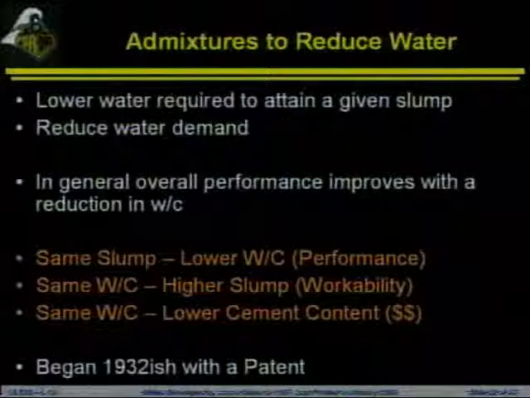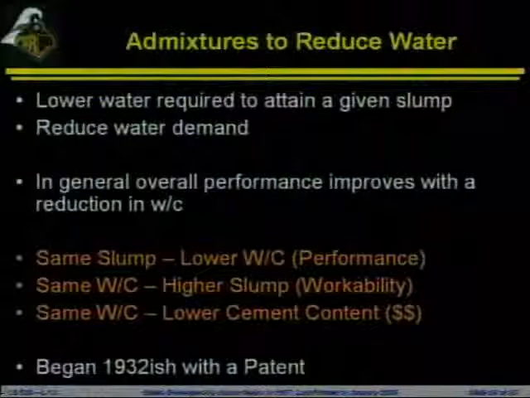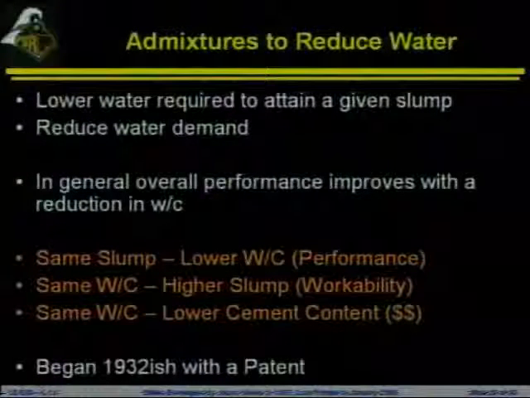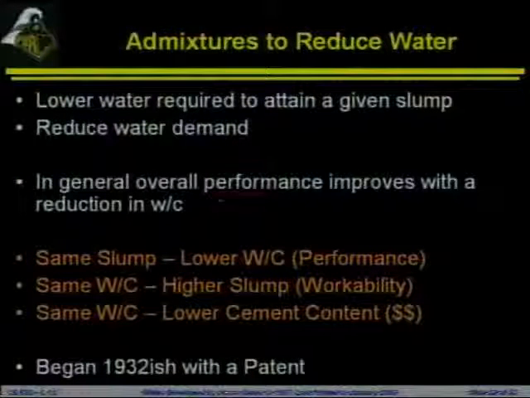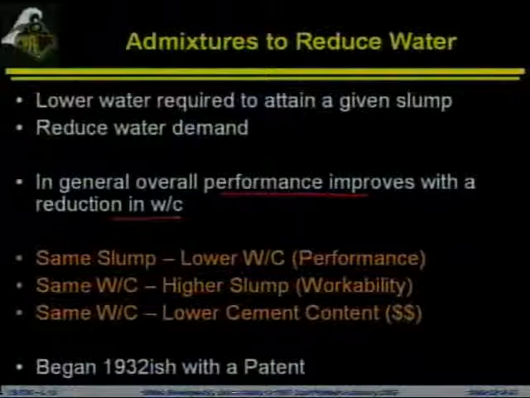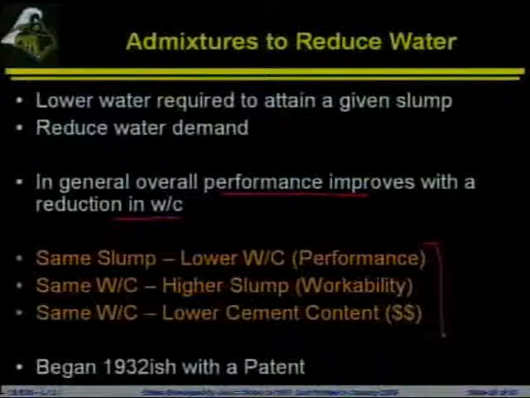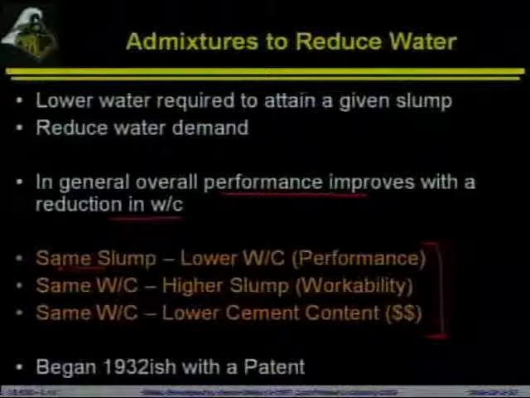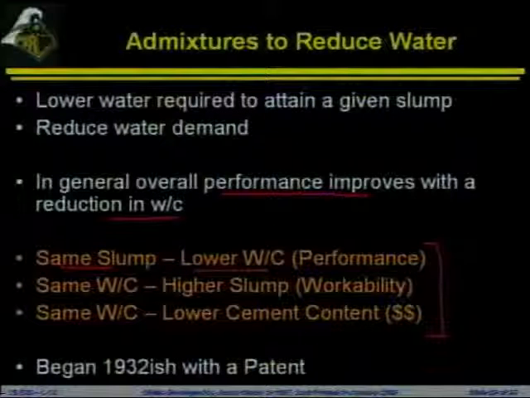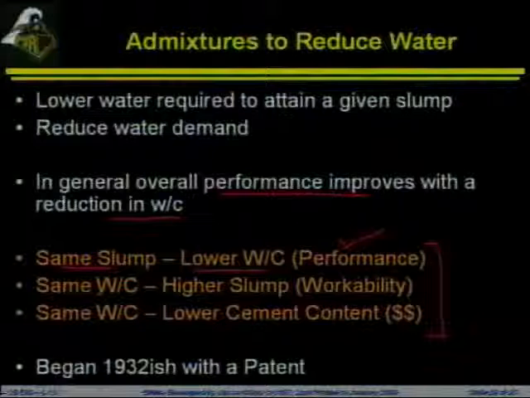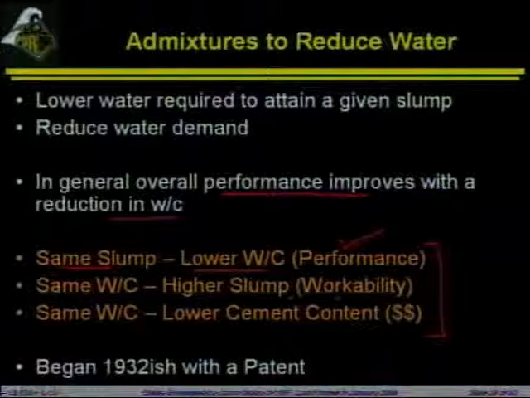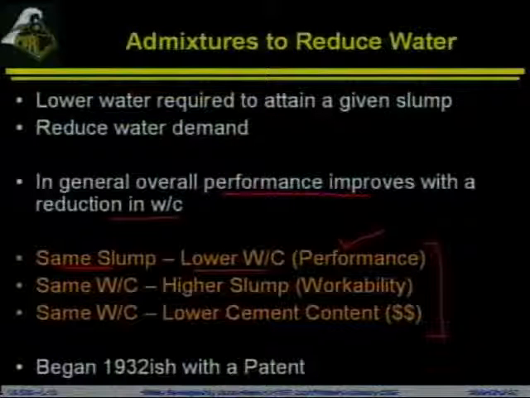Now, the final thing that I want to get into today is 3 ways that you can use a water reducer effectively. In general, the performance improvement comes from a reduction in water-to-cement ratio, but really what we're talking about here is one of 3 ways. We're going to keep the same slump, get a lower water-to-cement ratio, and improve performance. We're going to use the same water-to-cement ratio, higher slump, and get better workability. Or the same water-to-cement ratio, and we can use that to lower the cement content and save some money.